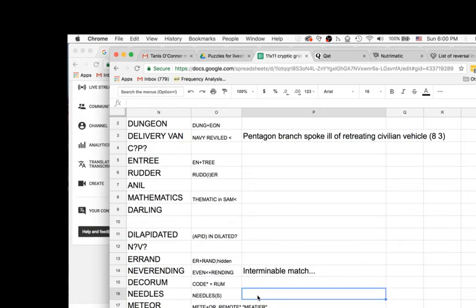Needless, so needless needles is going to be easy. Short, unnecessary, and then a good definition of needles. A needle is a long, thin object. It's an item in a sewing kit. Definition shouldn't be too hard. Short, unnecessary.